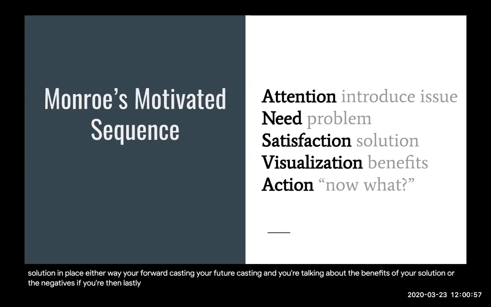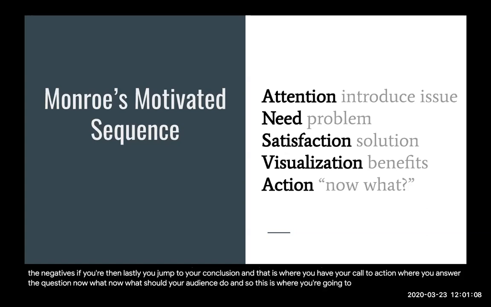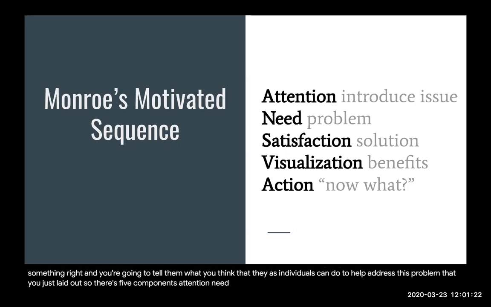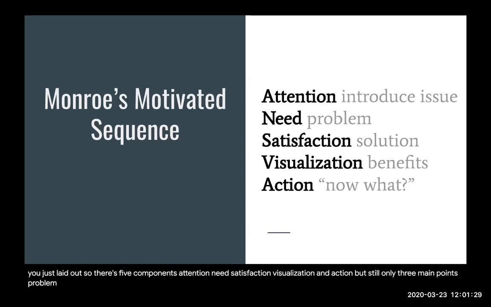Then lastly, you jump to your conclusion, and that is where you have your call to action, where you answer the question, now what? Now what should your audience do? And so this is where you're going to have your audience do something, right? And you're going to tell them what you think that they as individuals can do to help address this problem that you just laid out. So there's 5 components: attention, need, satisfaction, visualization, and action, but still only 3 main points: problem, solution, benefits.